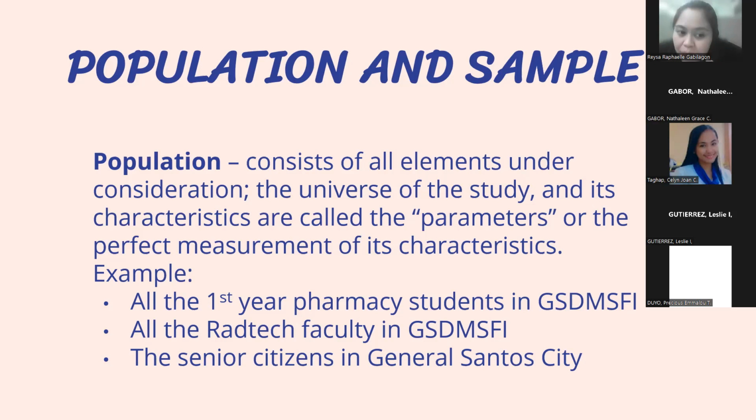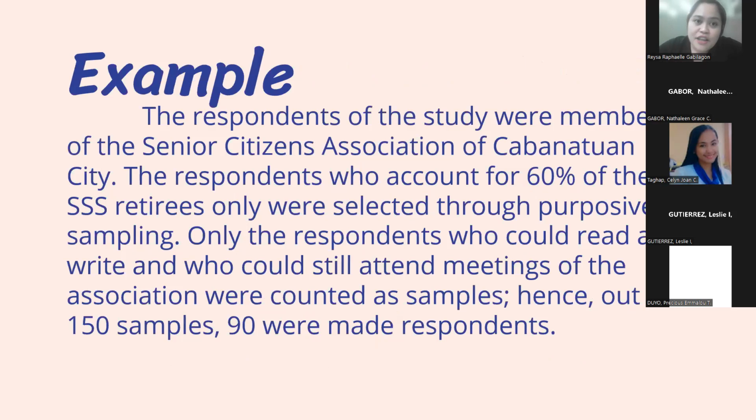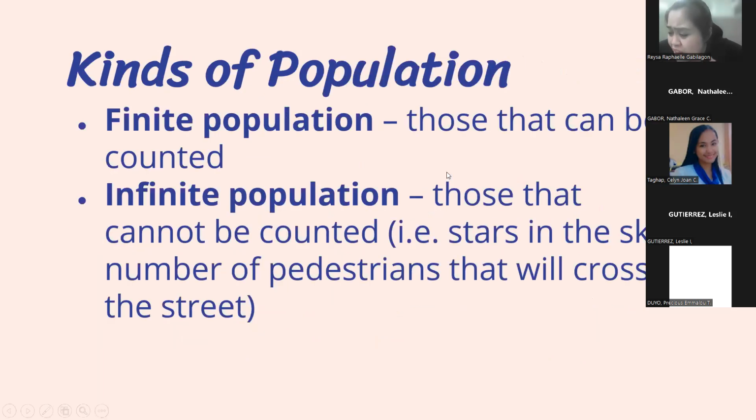And then another example, RadTech faculty in GSD-MSFI. And pwede din namang you will be doing a survey with the senior citizens in GenSan. So we have here two kinds of population. The one that can be counted is called the finite population. So just like when you say residents of GenSan, pwedeng i-count yun, di ba? Meron nga tayong census. So meron tayong definite number for that. Again, we call that finite population.